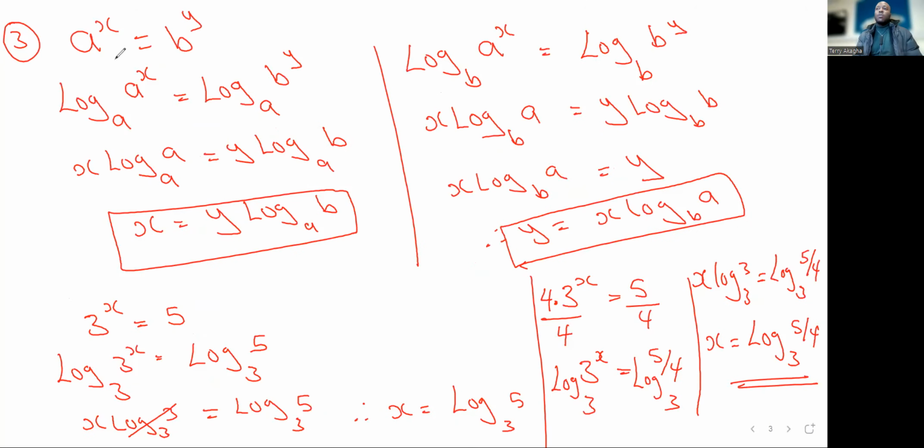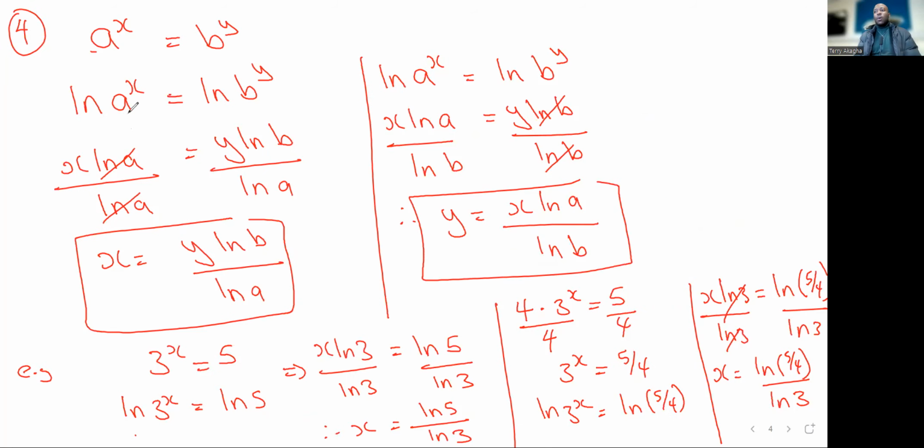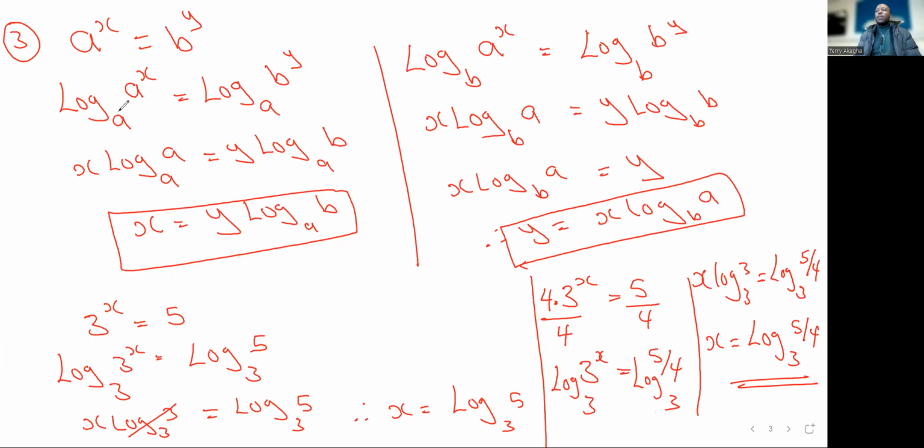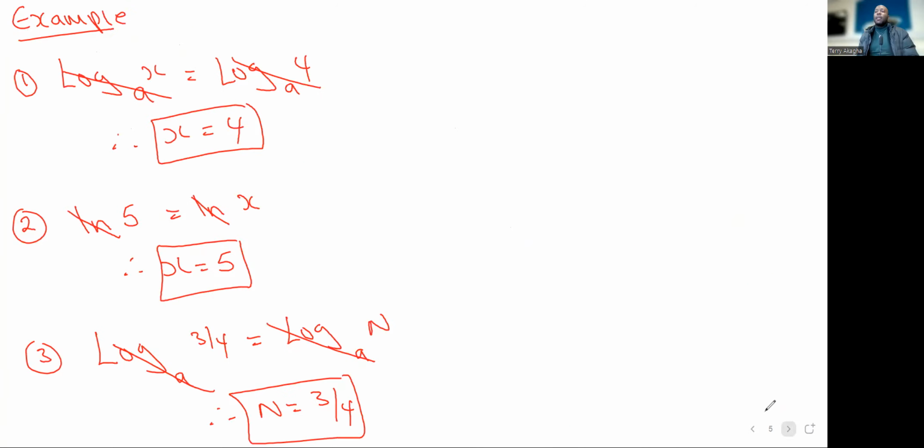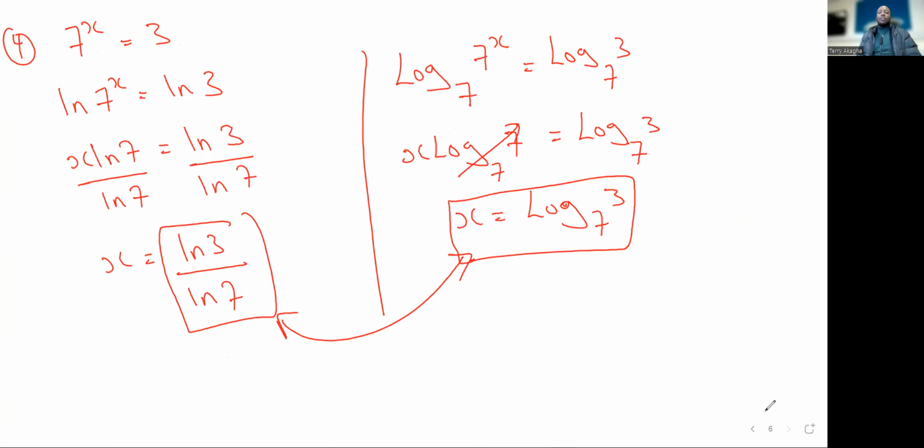Then also, if you want to get rid of an index, you can either take the log to that base to cancel it out, or you can also use the ln as well. The ln is not going to cancel out, it's going to help you to get the unknown variable. But if you want to cancel out a base, you have to take the log of both sides to that base. And we saw some examples, and that is that for that.